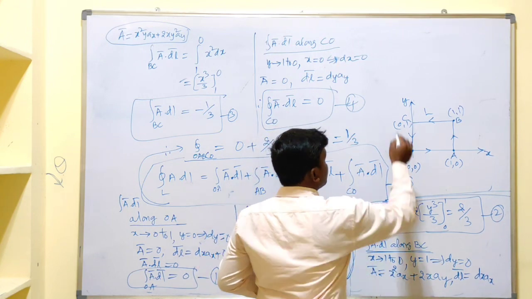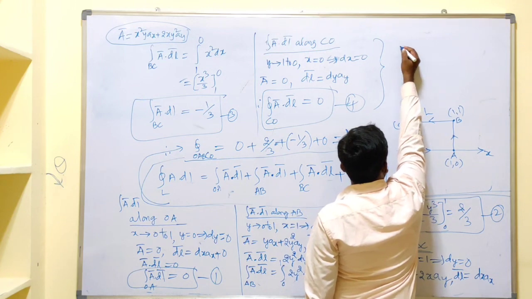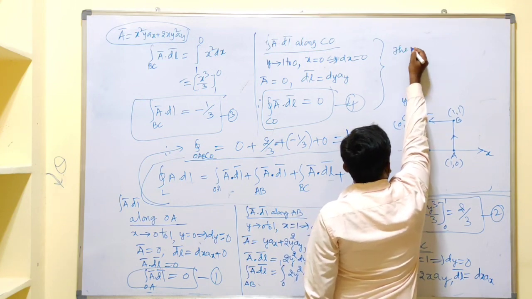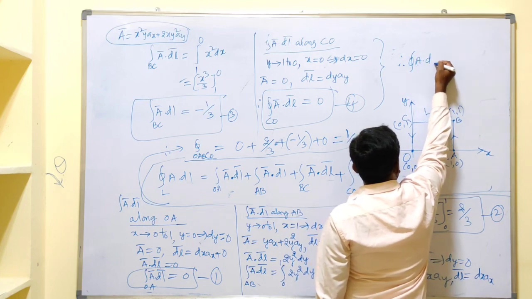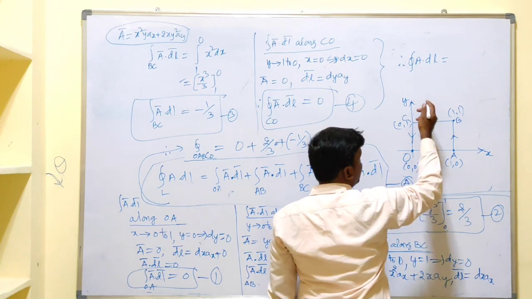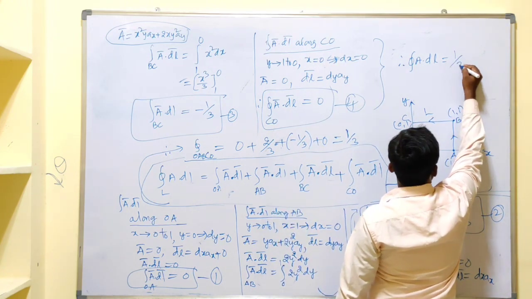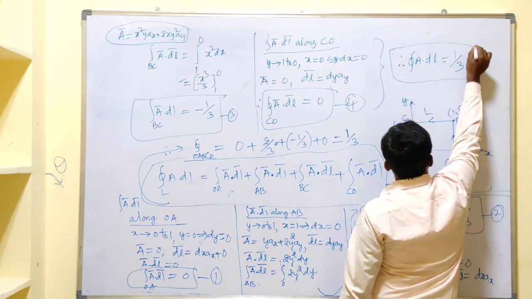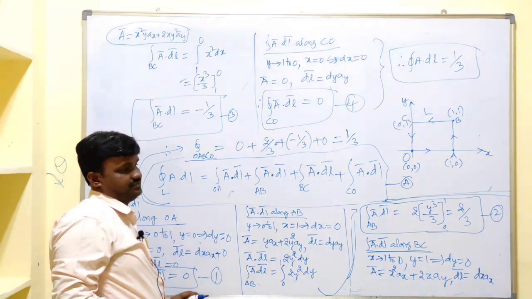Therefore, the answer is the circulation of A around a closed path. We can write it as the integral of A dot dl around the closed path. That means the circulation of A around closed path L is equal to 2 by 3 minus 1 by 3, equal to 1 by 3. Okay, this is the required answer.